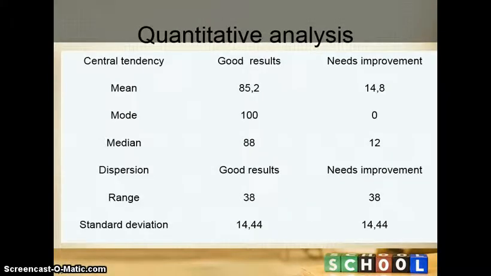For the quantitative analysis, we have these results, and we have the central tendency and the mean with 85%, the mode we had 100%, the median 88%. So it says that it is a good result. Range 38%, and the standard deviation we have 14%. So we can see over here that there were a lot of good results taking into account the quantitative analysis.